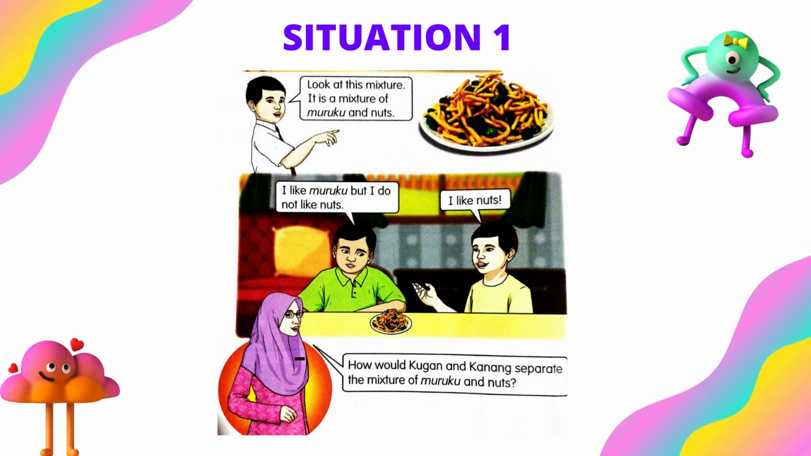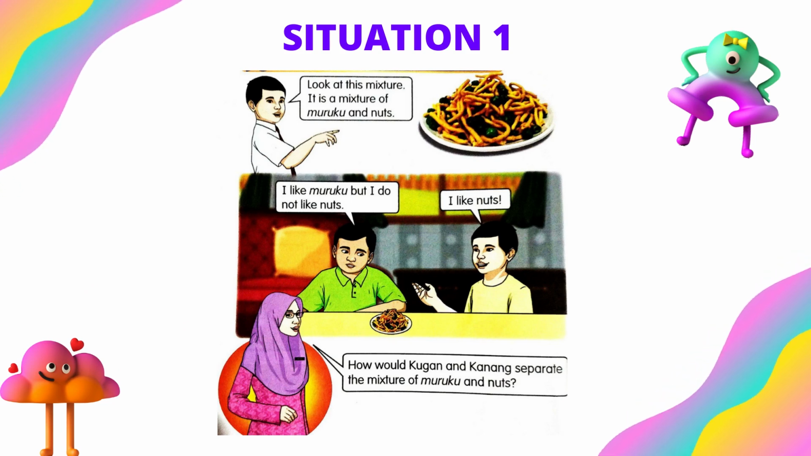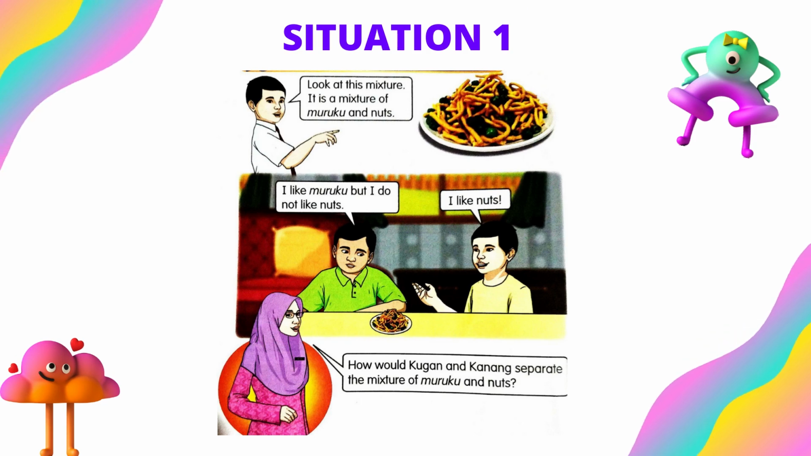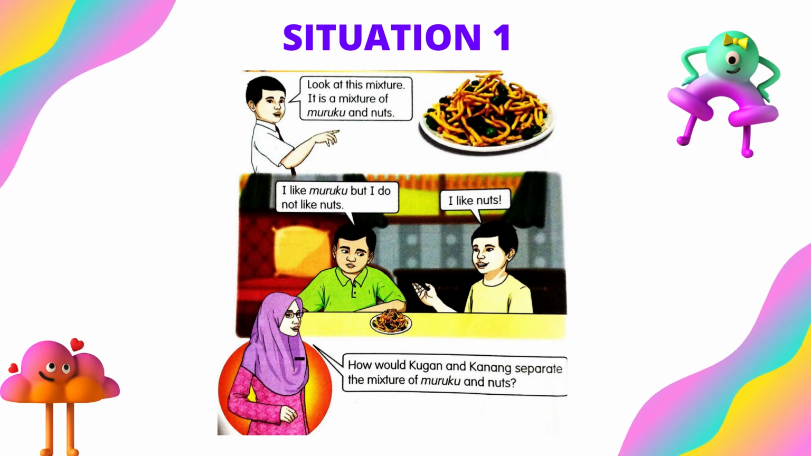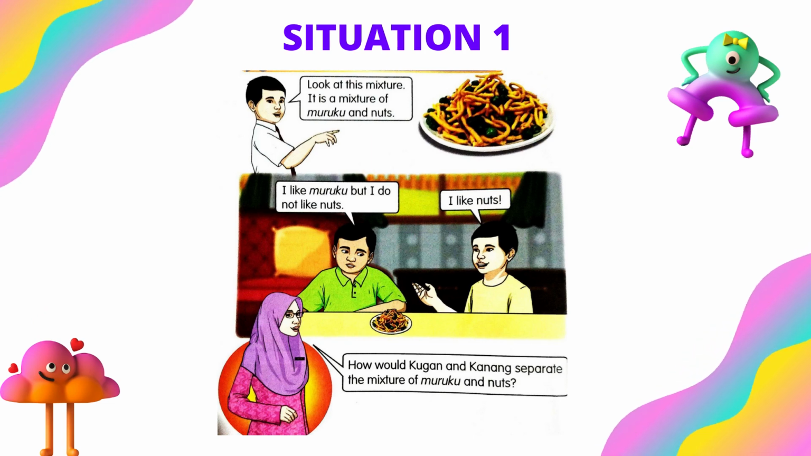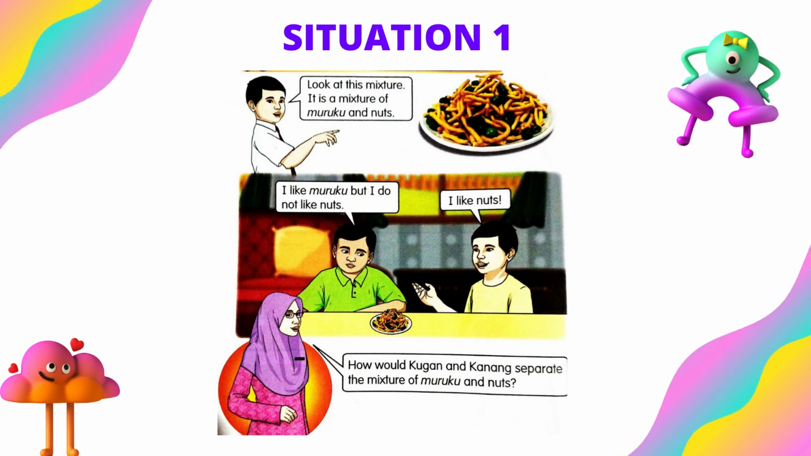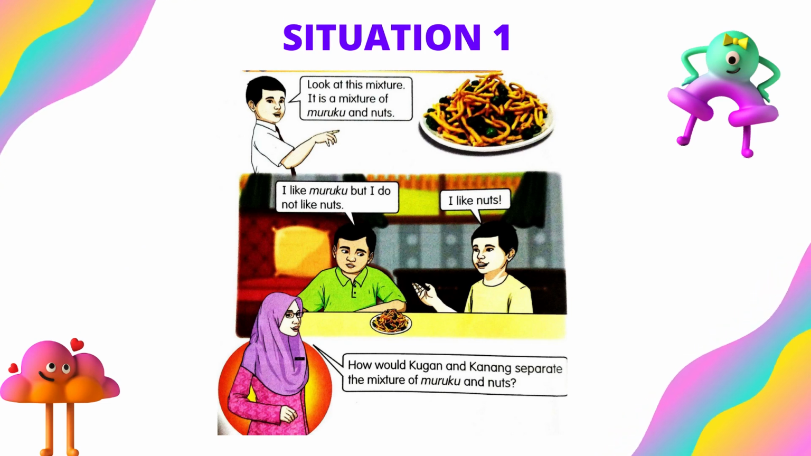Now, look at this situation 1 between Kugan and Kanang. Kanang said, look at this mixture. It is a mixture of muruku and nuts. I like nuts. But Kugan said, I like muruku, but I do not like nuts. How would Kugan and Kanang separate the mixture of muruku and nuts?